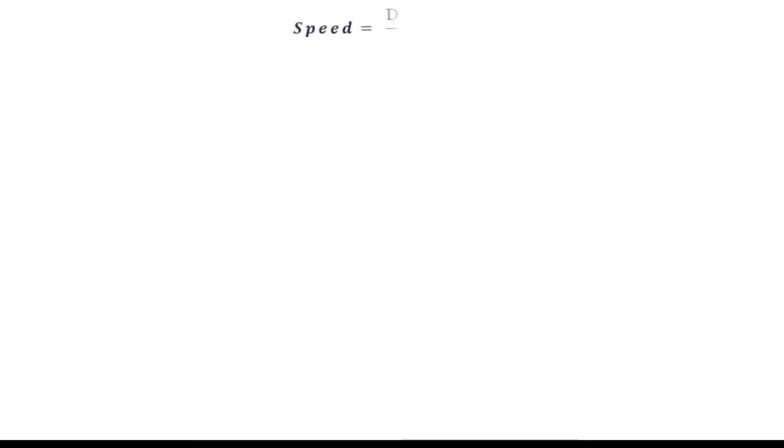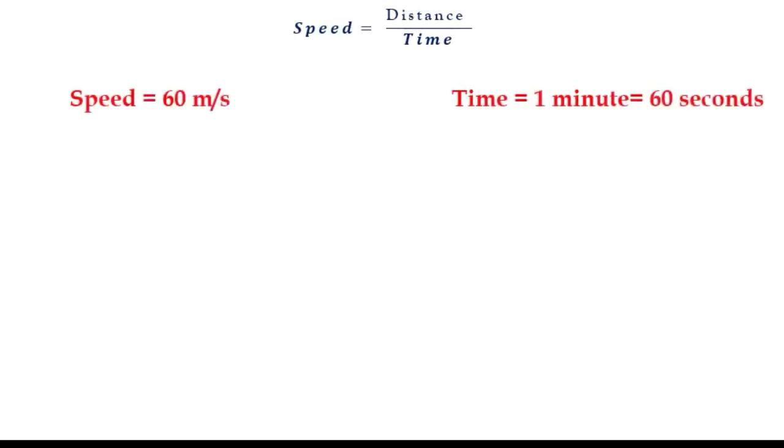Next, the speed is equal to distance divided by time. The speed is 60 meter per second, that is given to us, and the time taken is 1 minute, which is equal to 60 seconds.